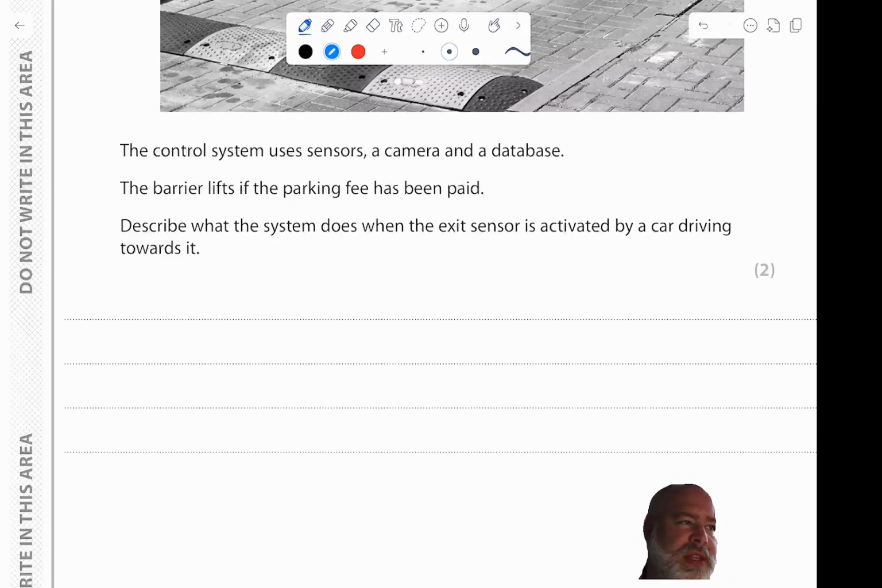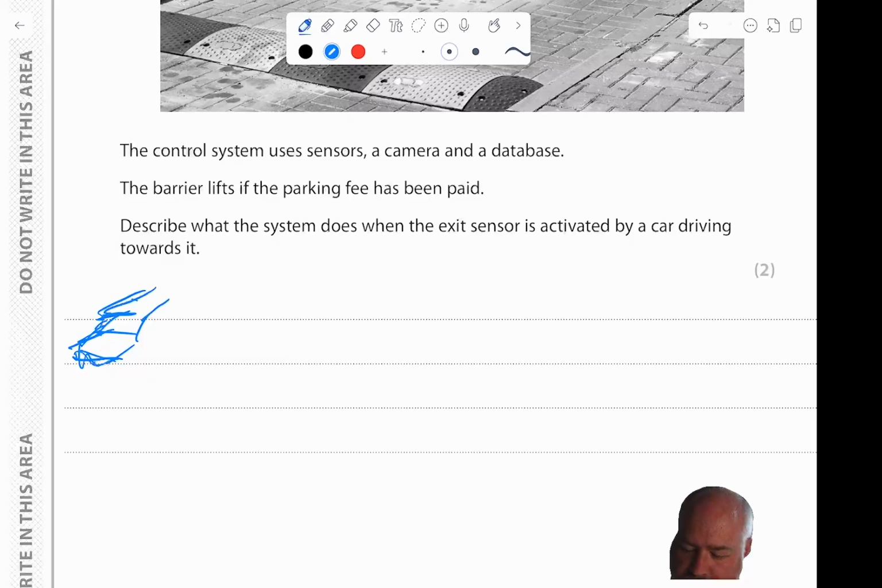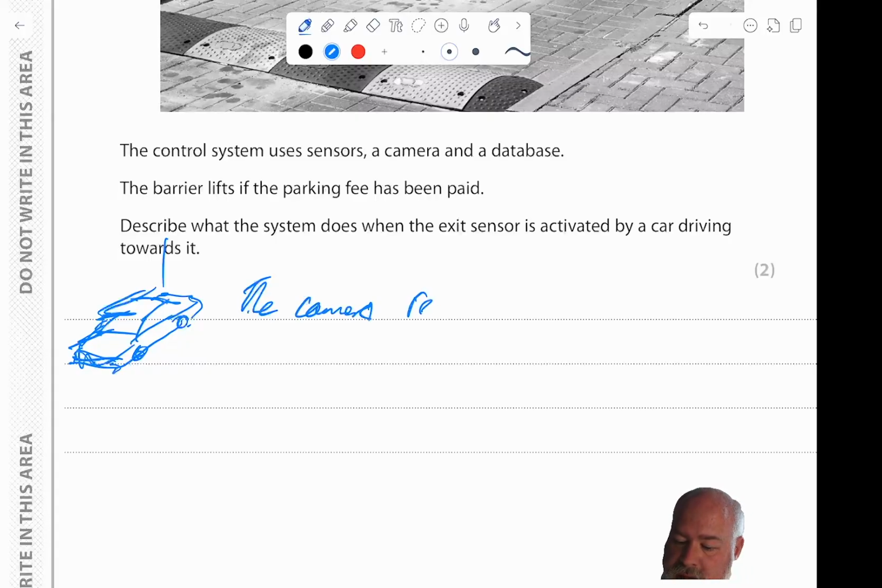So it's just common sense. Just think of what happens when you've got your car and you're driving up to this thing. What's going to happen if you're in the car and you drive up to that thing? A camera, you can say the camera, because it's told us there's a camera, reads. It's very simple, right? There should be a nice easy mark. Camera reads the reg, your license plate.